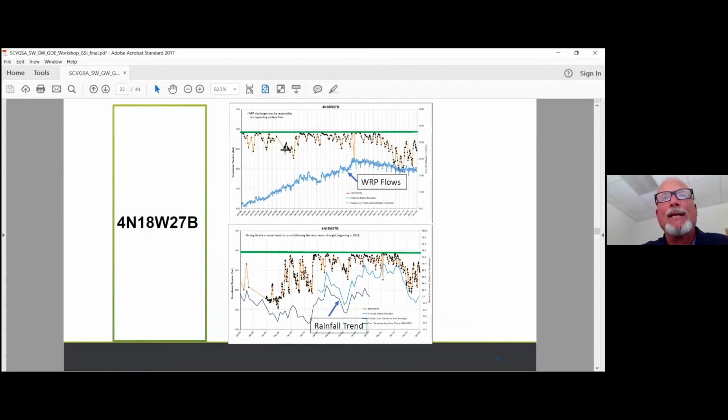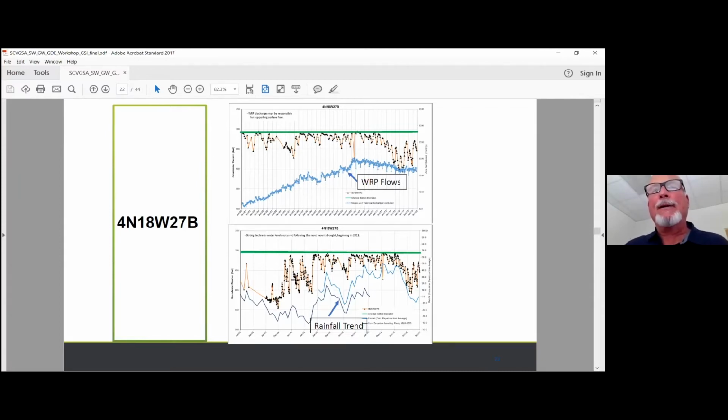So again, 27B, green line is the river channel bottom elevation that we've estimated. You see that in many years, that water level in the well is very close to the bottom of the river channel. There are periods of time, and this is 1980 on the far left through 2020. So there's a good long record. You can see the WRP's flows increasing in the upper basin in our area steadily during this time. Interestingly, it's difficult to see what trend or correlation there is with the WRP flows in this graph.